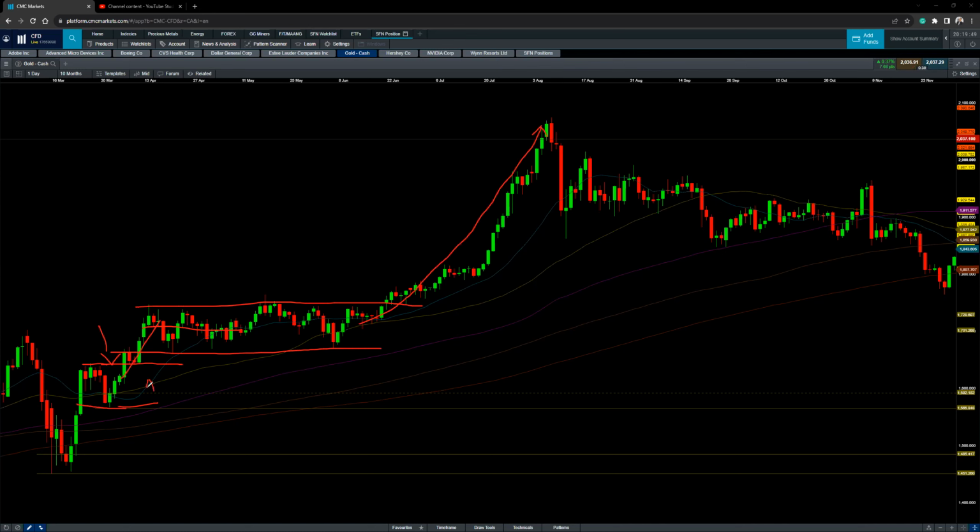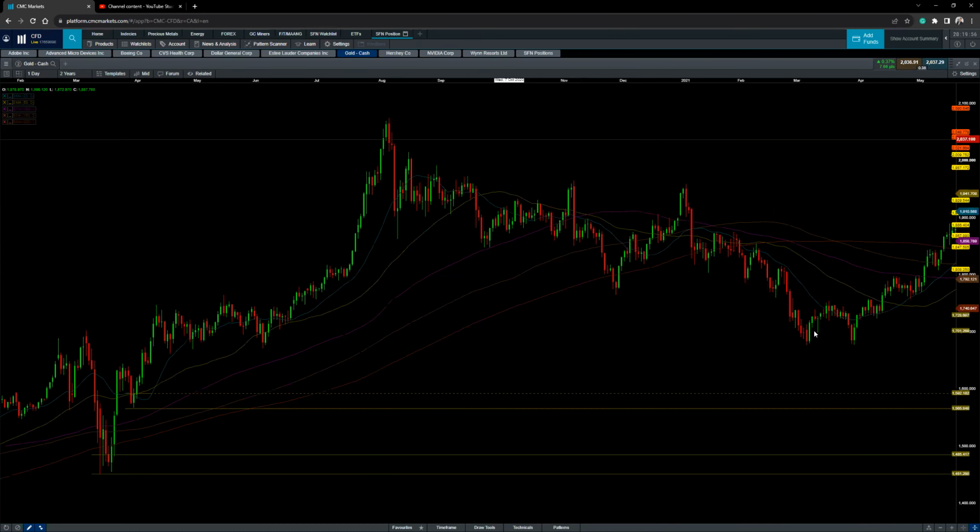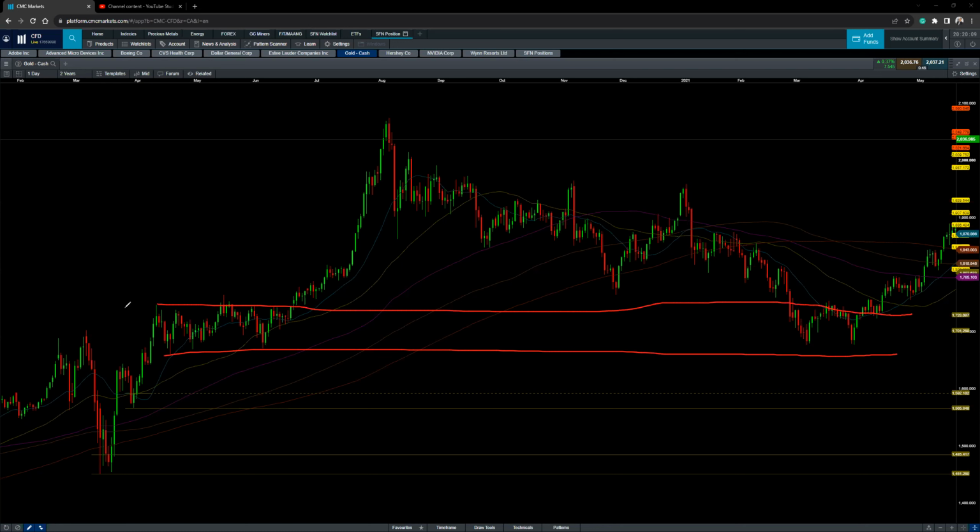So there are two demand areas: demand area number one, demand area number two. Demand area number two worked pretty nicely a couple of times before that. So this W pattern, look at that. This W pattern forms exactly in this demand area. So we want to see where the chart is giving us a good buying opportunity.